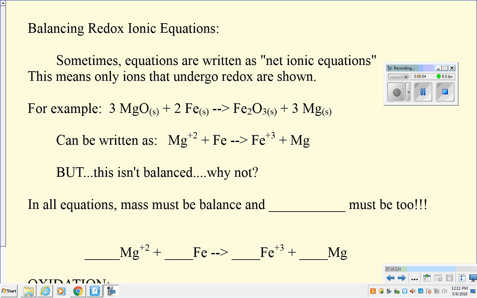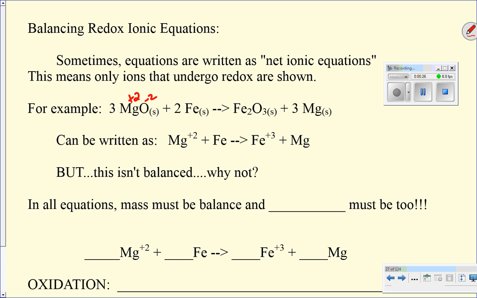Today we'll discuss a very brief topic: balancing redox ionic equations. These are often referred to as net ionic equations, where you're focusing on the species of interest. We could take a reaction such as the magnesium oxide and iron reaction that we have looked at before.